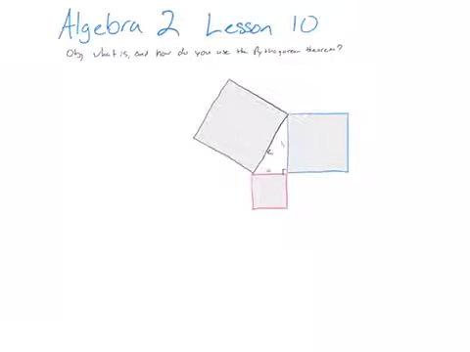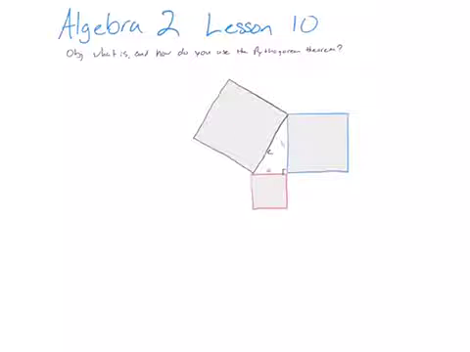This is Lesson 10, and our objective for today is what is and how do you use the Pythagorean theorem? Now, if you've made it this far and have never heard of the Pythagorean theorem, you've been living in a box. So just a quick review of what the Pythagorean theorem is. Pretty much it says that if you take three squares that the sides are a right triangle, the areas of the two smaller squares will add up to the area of this big square.